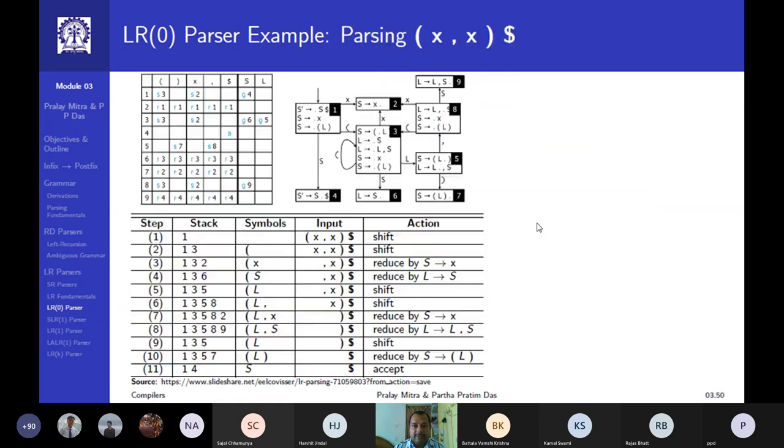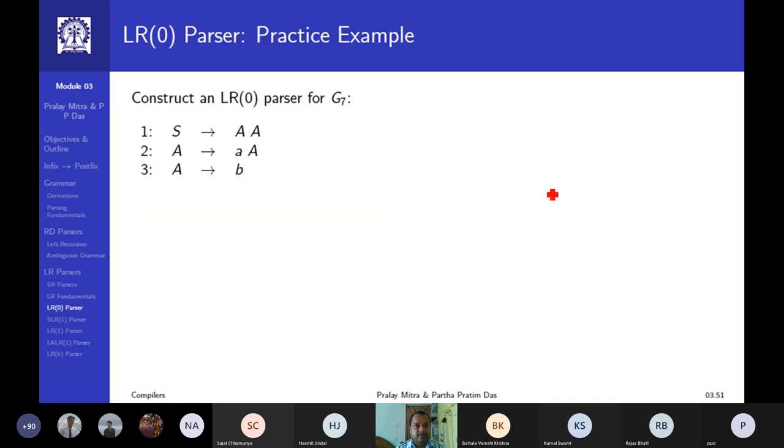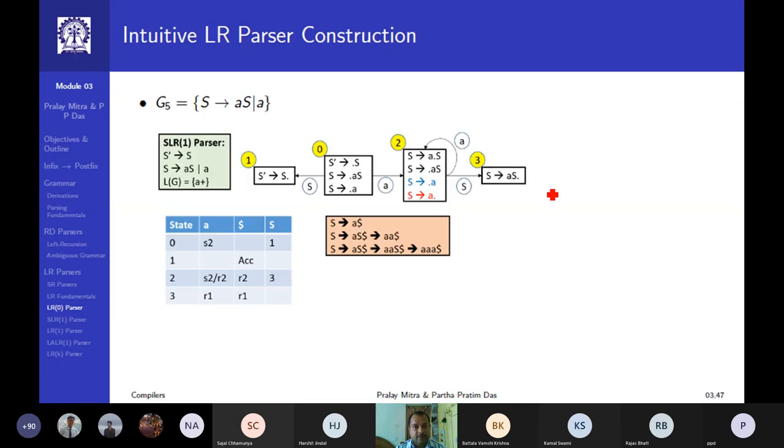Okay. And for this parsing table, one string is also given, the input string within parentheses X comma X. So again, I am not going through this. Please go through this. If you have any question, please tell me in the next class. Definitely we will discuss. Here is another grammar given to you, G7, and for this I do not have any parsing table. So it is your practice example. For this, please draw the parsing table.